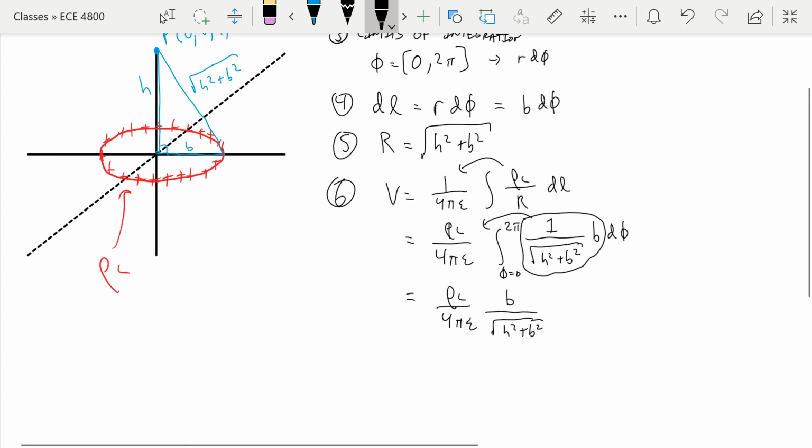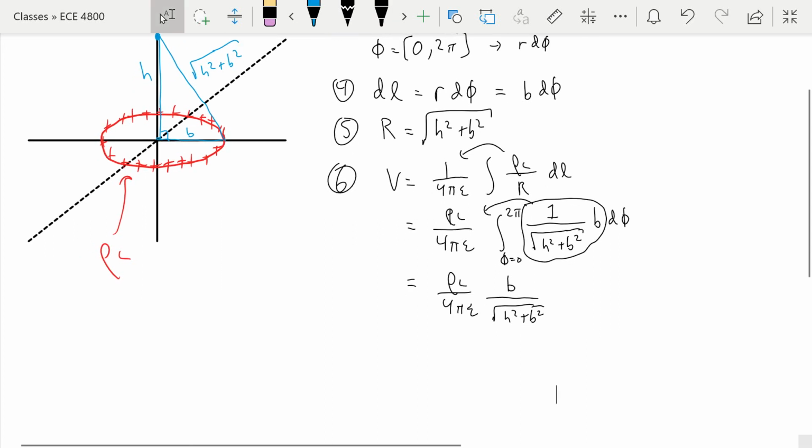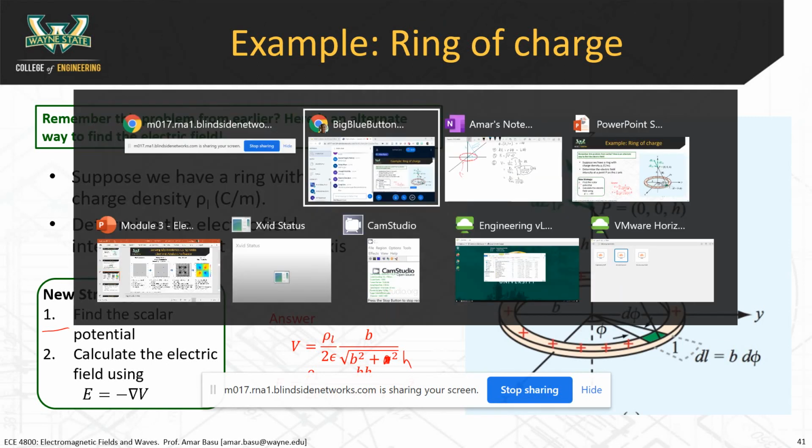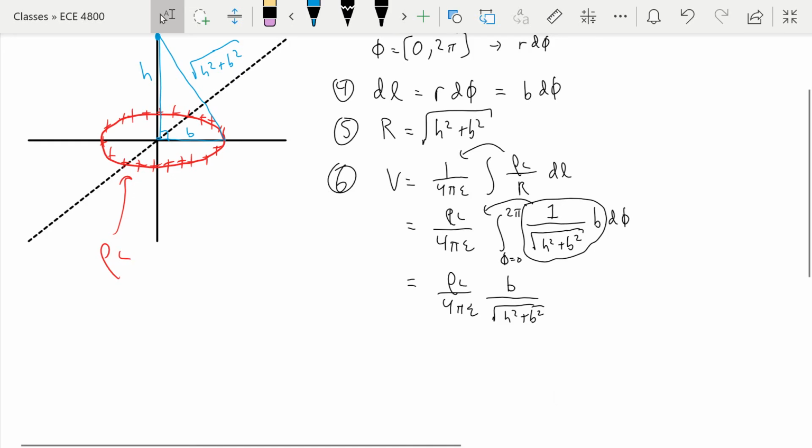Uh-oh. Did I lose my screen share? All right, you should be able to see my screen now. Okay. All right. Yeah, you can see my screen.